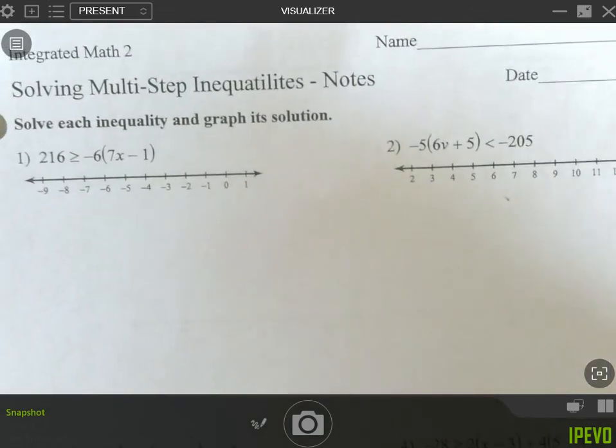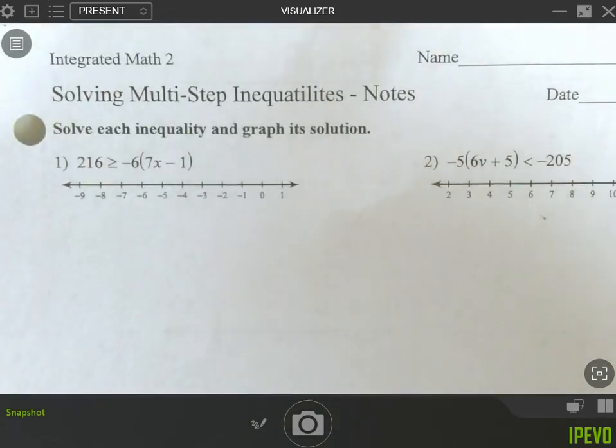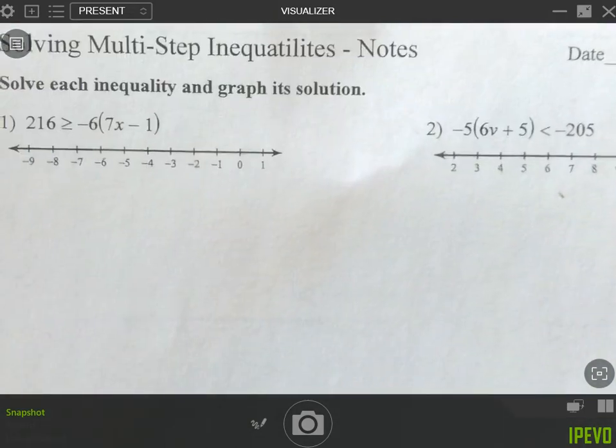A1.7, and we are solving multi-step inequalities. So that's sort of the next step. We just did equations, so we are going to jump in.